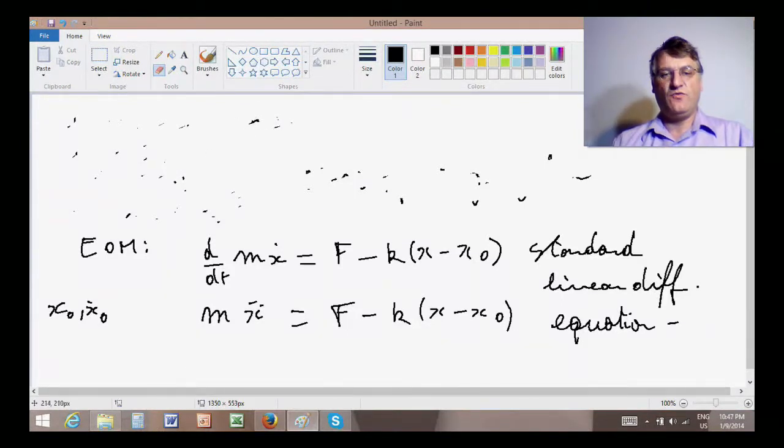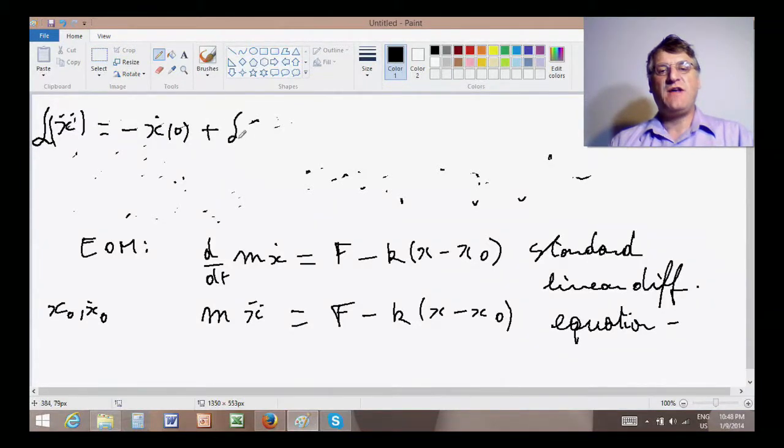So we know that x double dot, or to be more precise, the Laplace transform of x double dot, is equal to minus x dot of 0, plus the Laplace transform of x dot times s. Now this is minus x dot of 0 minus s times the initial condition x0 plus s squared times x.